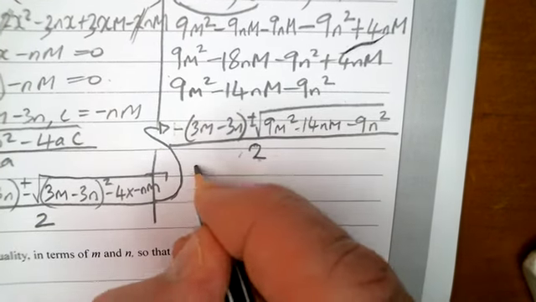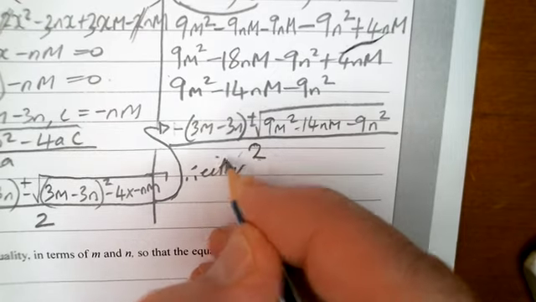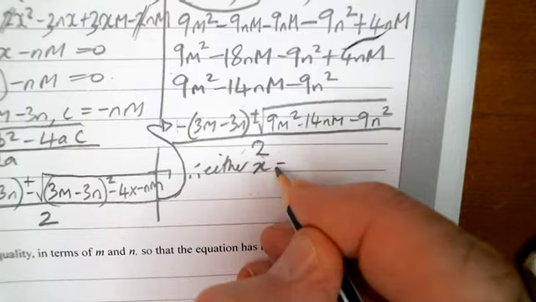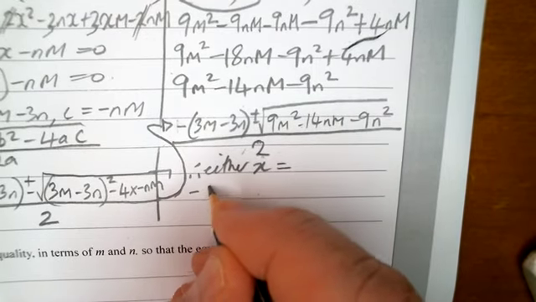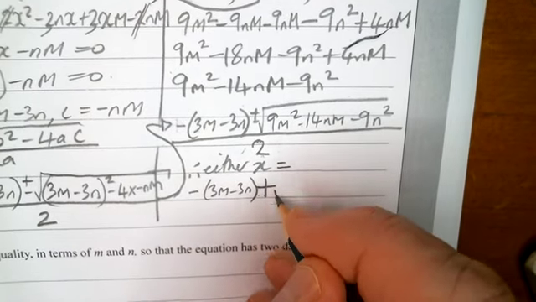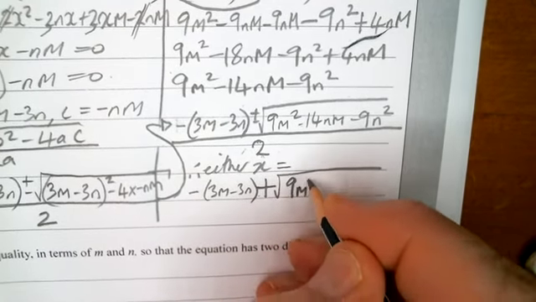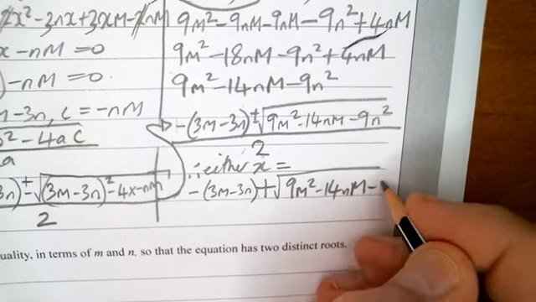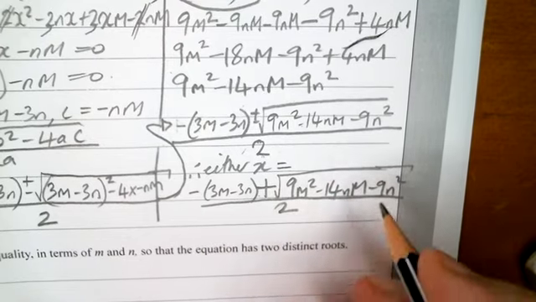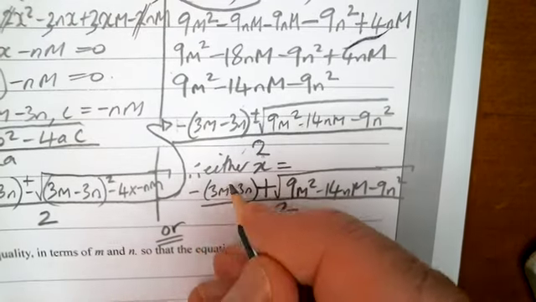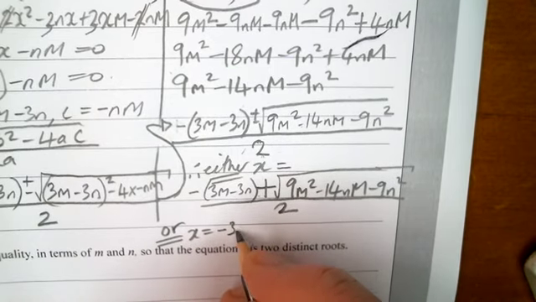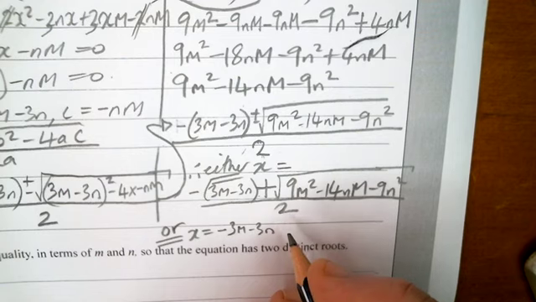So therefore, either x is equal to this, which is negative 3m minus 3n plus the square root of 9m squared minus 14nm minus 9n squared, all over 2, or x equals the same thing, minus 3m minus 3n.